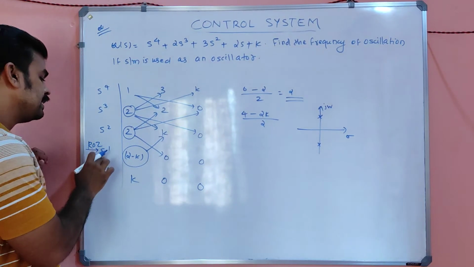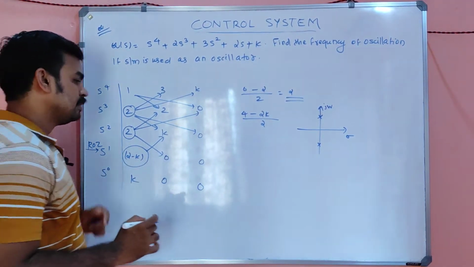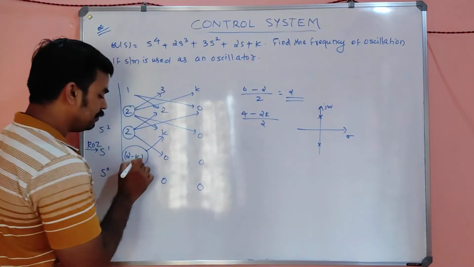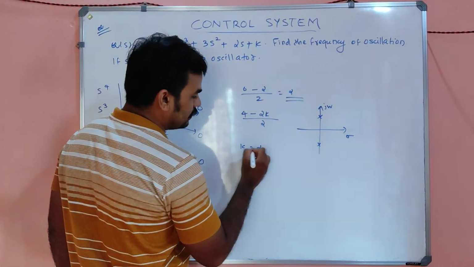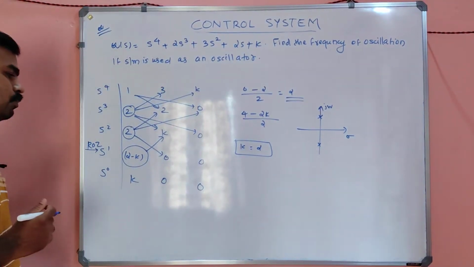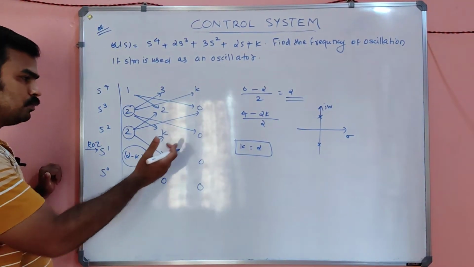So if s raised to 1 has a row of zeros, how can I say that? This element also goes to 0 because it is already 2 zeros. So I can say that k is equal to 2. Because 2 minus k is equal to 0, or k is equal to 2.